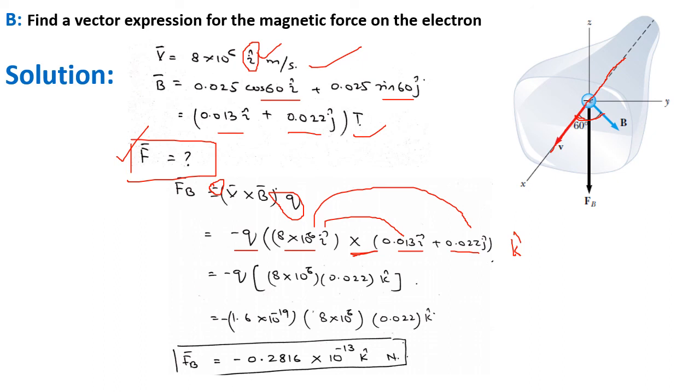Now simplifying by putting in the values, I get the vectorial form of the magnetic force equals minus 0.2816 into 10 raised to the power minus 13 unit vector k newtons. So this is how we will solve this problem when we are asked to find the vector expression for magnetic force.